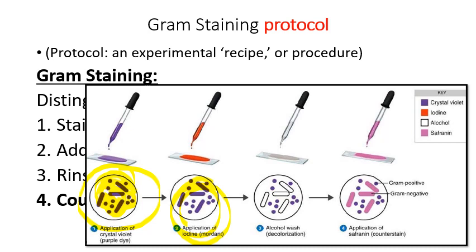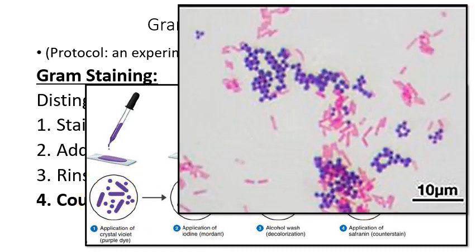Okay, then once we have fixed or permanently attached the crystal violet to the gram-positive cells with the iodine, then we decolorize. We rinse with alcohol, and this has the effect of rinsing the crystal violet away from any gram-negative cells. And then we counterstain with safranin, which causes the gram-negative cells to turn pink. And so there you have it. We can see, using the gram staining protocol, that this specimen, this sample, contains gram-positive cocci and gram-negative bacilli.